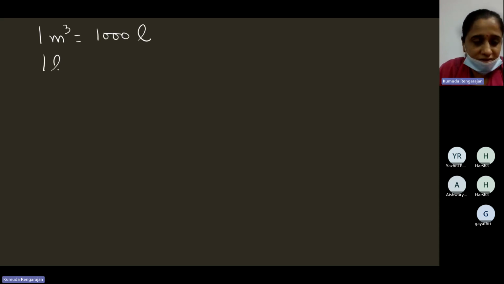Please remember these two conversions. 1 meter cubed is 1,000 liters. 1 liter is 1,000 centimeter cubed.